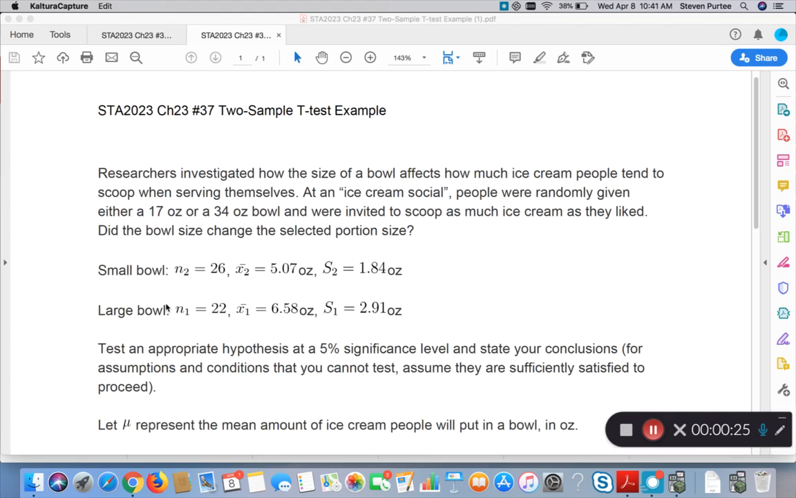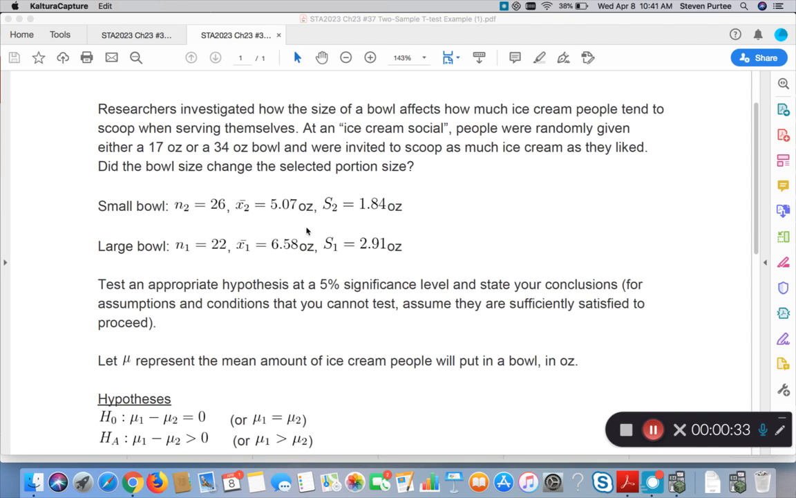Okay, hopefully you did that. So we want to know whether people on average will put more ice cream in a larger bowl than a smaller one. The sample suggests that. The sample says in a large bowl, the average is about 1.5 ounces more than in a small bowl. We want to know if that was just a sampling fluke or if that is statistically significant.